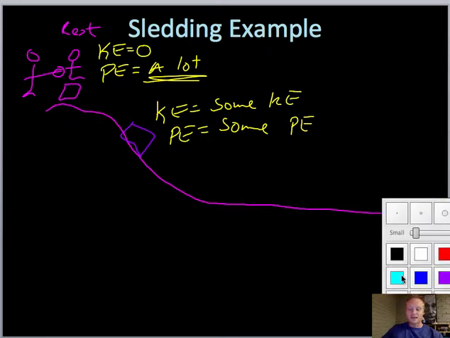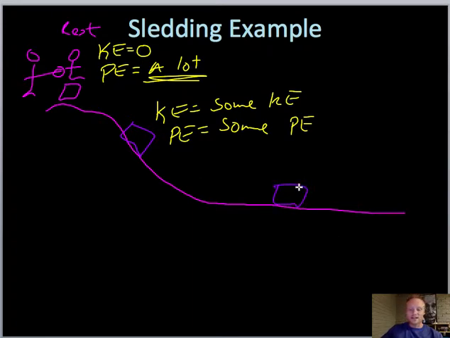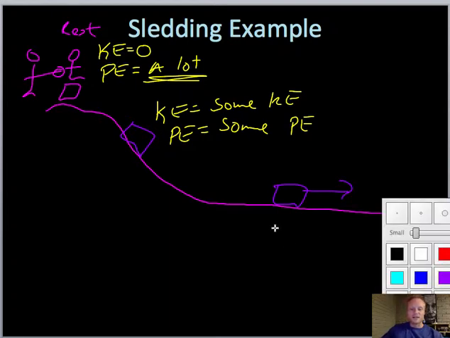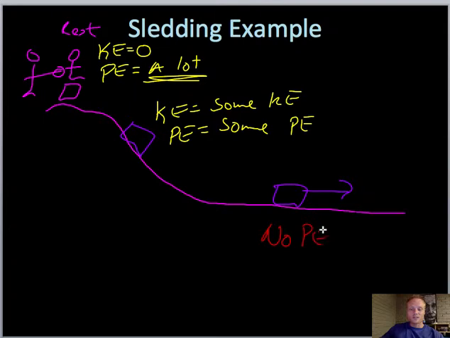Now at the base of the hill, as you're just flying along here, having a grand old time, what would your potential and kinetic energy be? Well, you would have no potential energy because you have no height above the earth, but you would have lots of kinetic energy. So again, another example of, this time with gravity, mechanical energy being conserved.